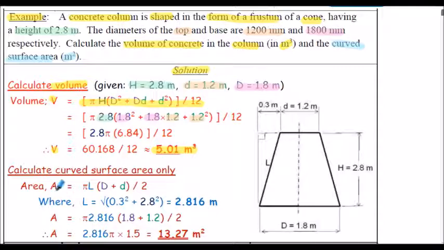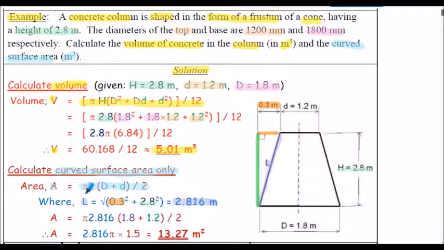To calculate the curved surface area only here, so my area formula from the previous slide shown here, written on one line. Notice I have to calculate the length L, slant length. This dimension will be 0.3 squared. Here's the 0.3, which of course is this side of the triangle here. And we add that to the height squared, 2.8 squared. H is 2.8 here. That's obviously this side of our triangle. So evaluating, the slant length L is 2.816 meters.